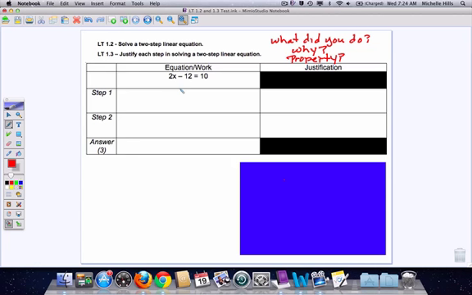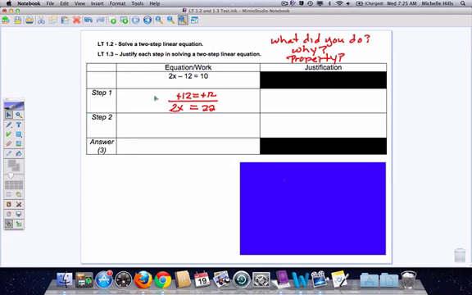So when I look at this problem, the very first thing that I would do, if it's 2x minus 12 equals 10, is to say I don't want this variable term and constant on the same side. Since there's a constant on the other side, I want to eliminate this constant on the left. To eliminate a minus 12, I would add 12 to both sides of the equation. And when I do that, I end up with 2x equals positive 22.